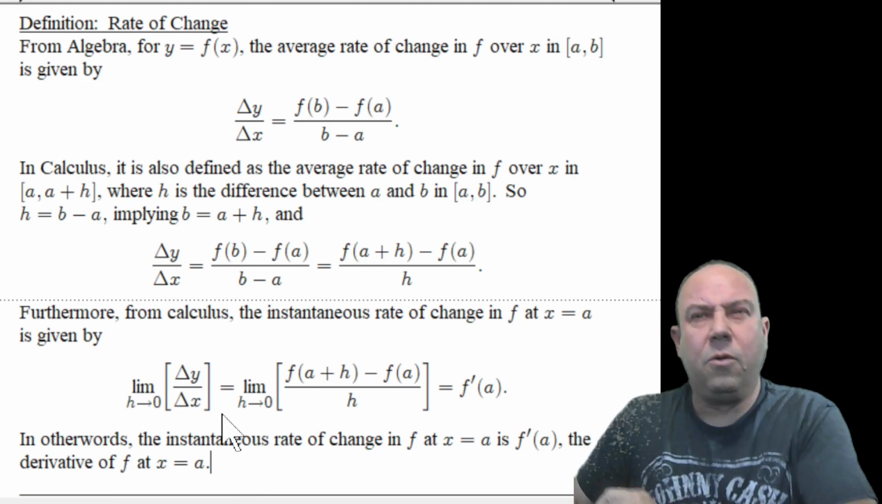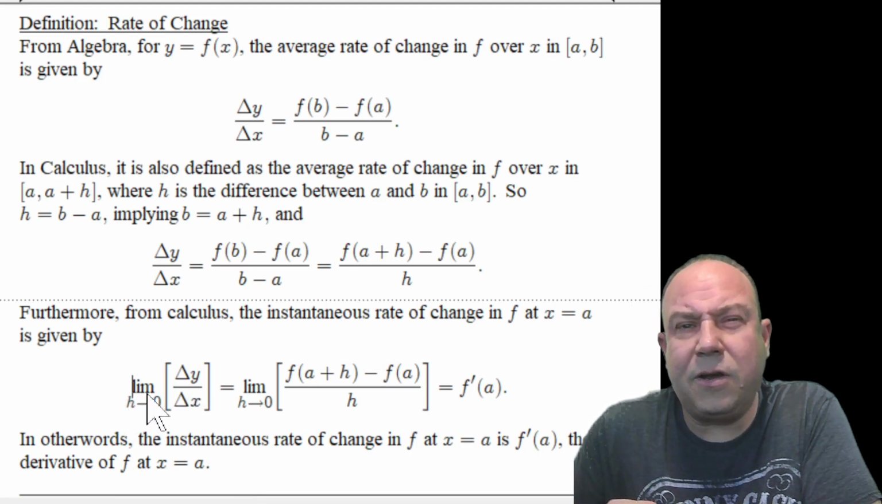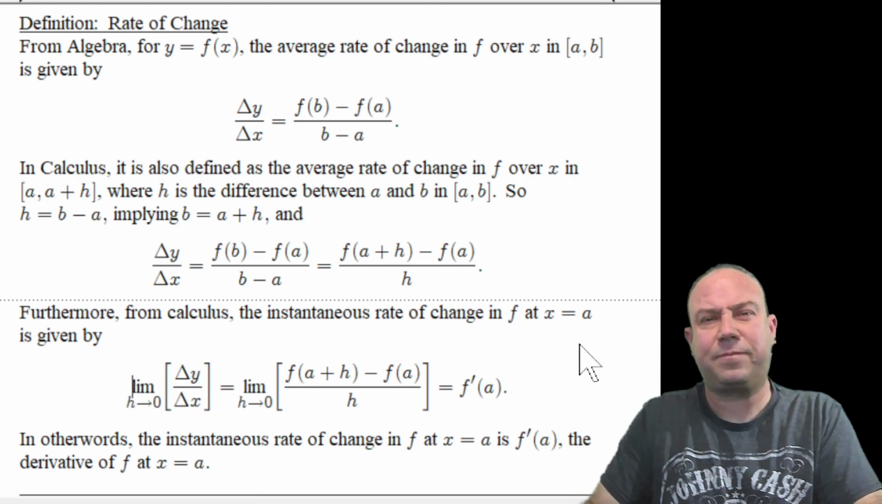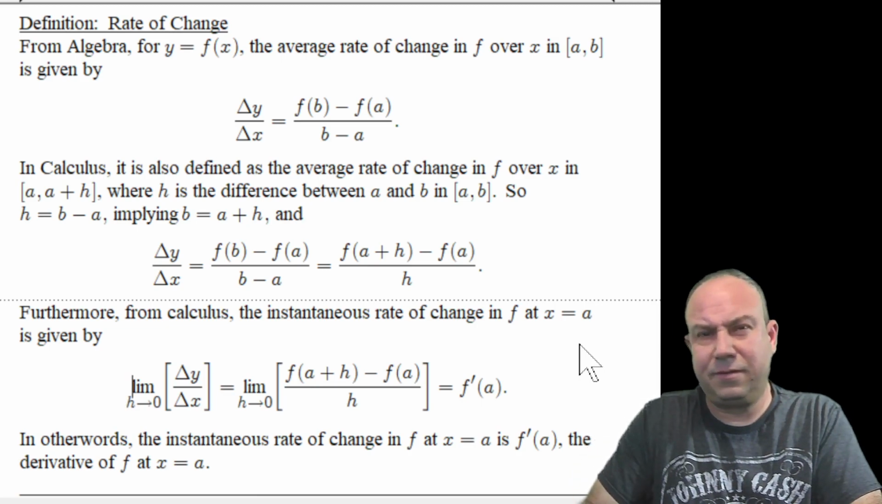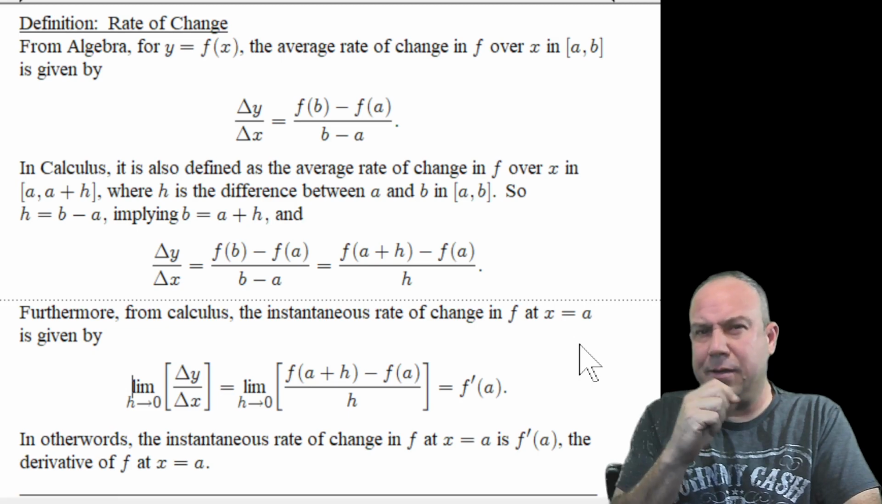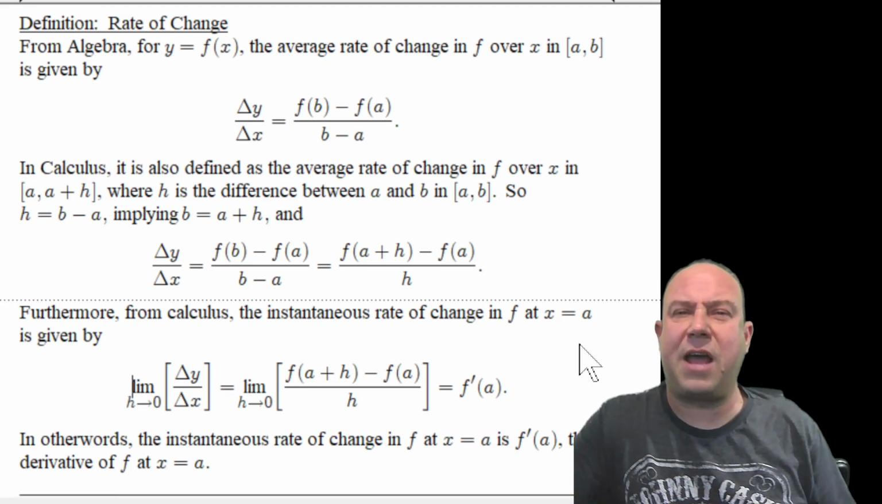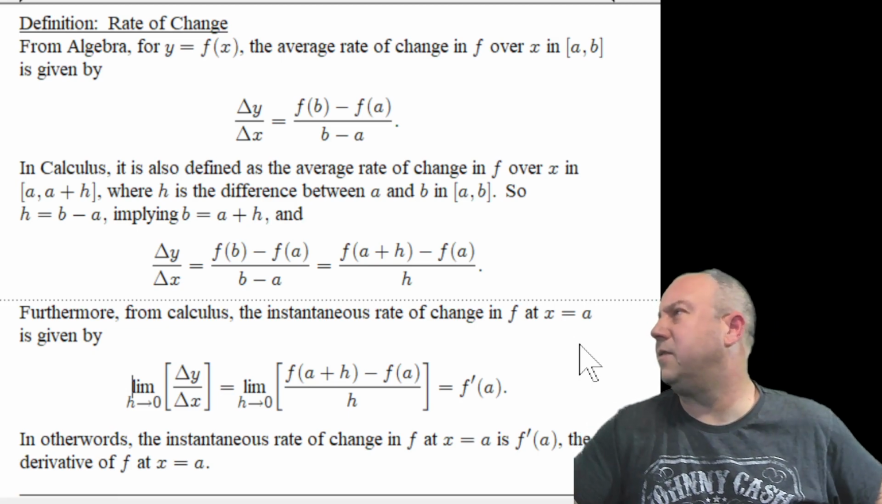Now, what I was thinking of noting here in our definition, I'm not going to say that for now. We're going to leave this alone. We're going to say this.